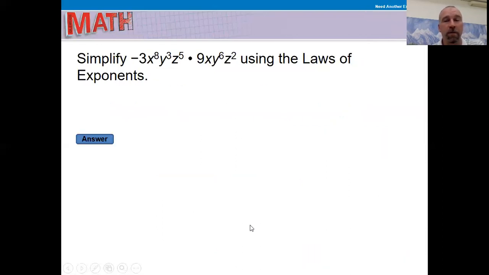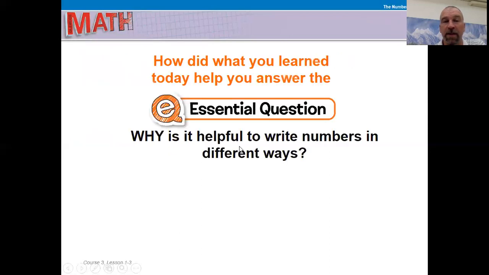Last one. Pause if you need to think. All right, so negative 3 times 9 is negative 27. I have x to the 8th and x to the 1st. That'll make x to the 9th. I have y to the 3rd and y to the 6th. That'll make y to the 9th. And z to the 5th and z squared makes z to the 7th power. And that's how we write numbers in different ways.